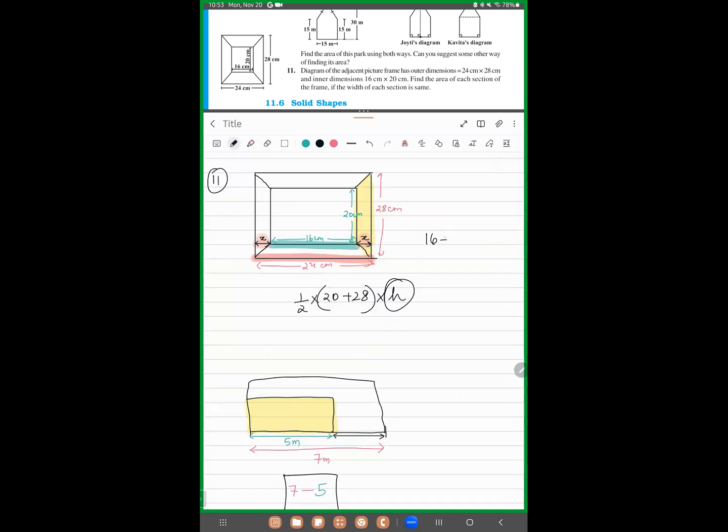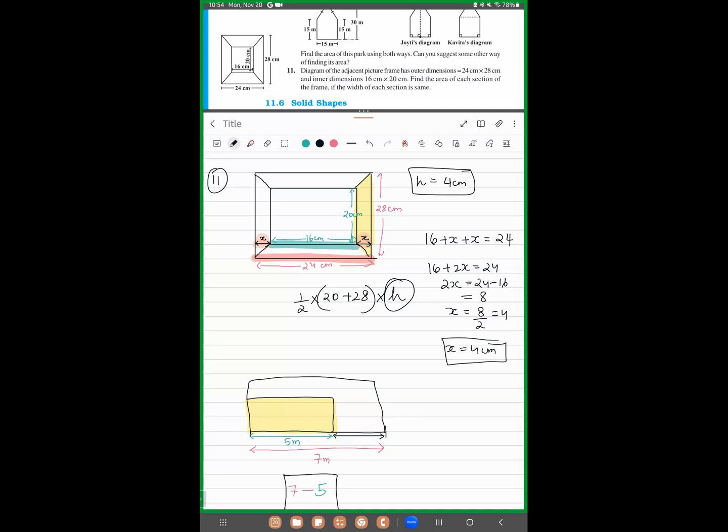So 16 plus 2x is 24. So 2x is equal to 24 minus 16, which is 8. So x is equal to 8 by 2, which is 4. So that is why x is equal to 4 centimeters. So this is your height, 4 centimeters. Remember. Okay?